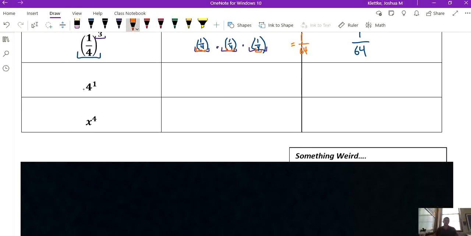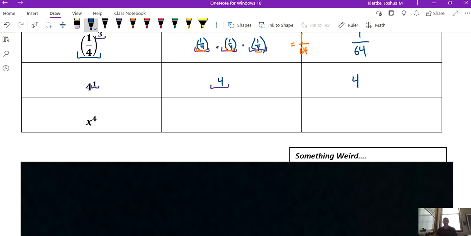Okay, 4 to the first power means we put one spot with the base, and that's that. The evaluated form is just 4.